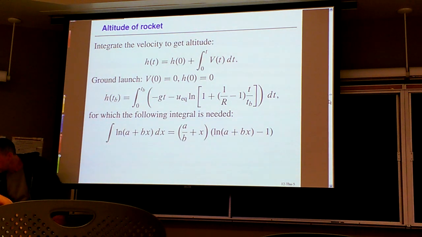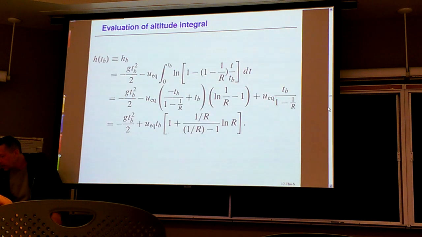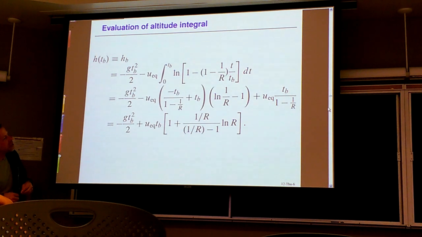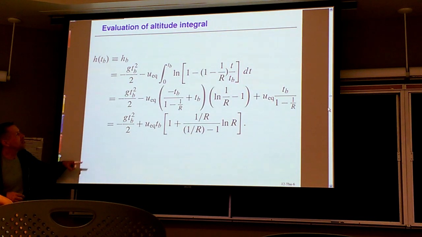And if you substitute that in, you get finally this analytic formula. By the way, the gt term is easy to integrate. It's just a half gt squared, with a minus sign, because of course the acceleration of gravity is down, the change in velocity due to gravity is negative, and the change in height due to gravity is therefore also negative.